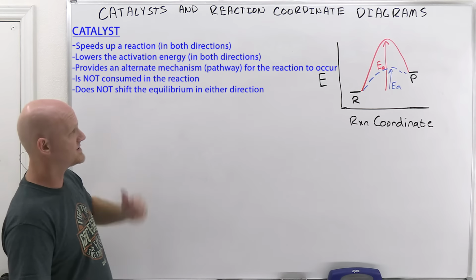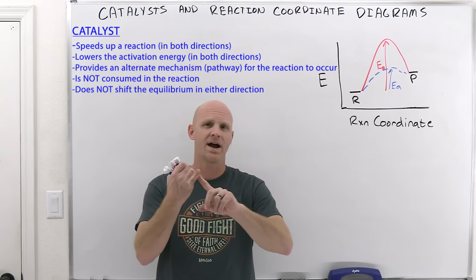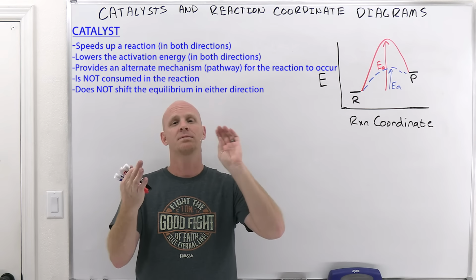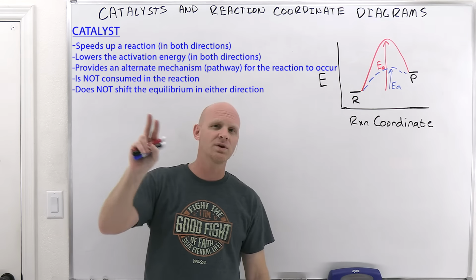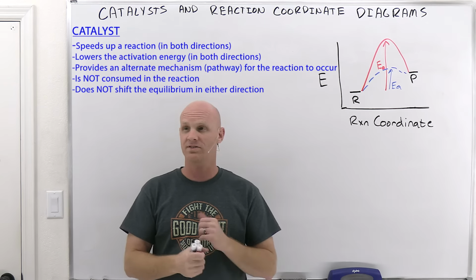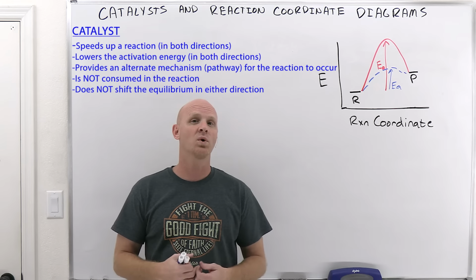Okay, so that's our catalyst, and all those parts of the definition of catalyst are important. So again, a catalyst speeds up a reaction by lowering the activation energy, by providing an alternate pathway or mechanism for the reaction to occur. The catalysts are not consumed, and they do not shift the equilibrium towards reactants or products at all. You're going to get the same amount of products as you would normally get. You're just going to get to that point faster.